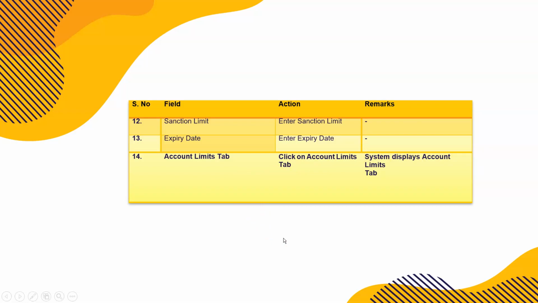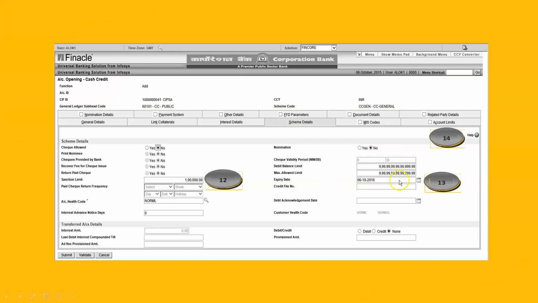Not much has to be changed here. The sanction limit here shows 1 lakh, right? So automatically it is 1 lakh here. Expiry date, generally this is for 1 year only. Remember this, right? So account health code is normal. The first time we are giving it, it has to be satisfactory or normal here. Don't have to change it here.